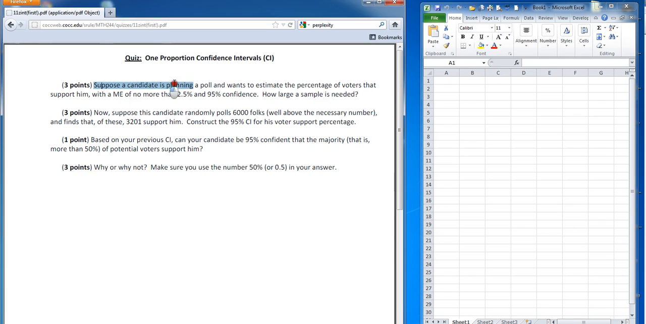So, a candidate is planning a poll and wants to be no more off than 2.4%, and he wants to be 95% confident in his or her result. How large a sample is needed?